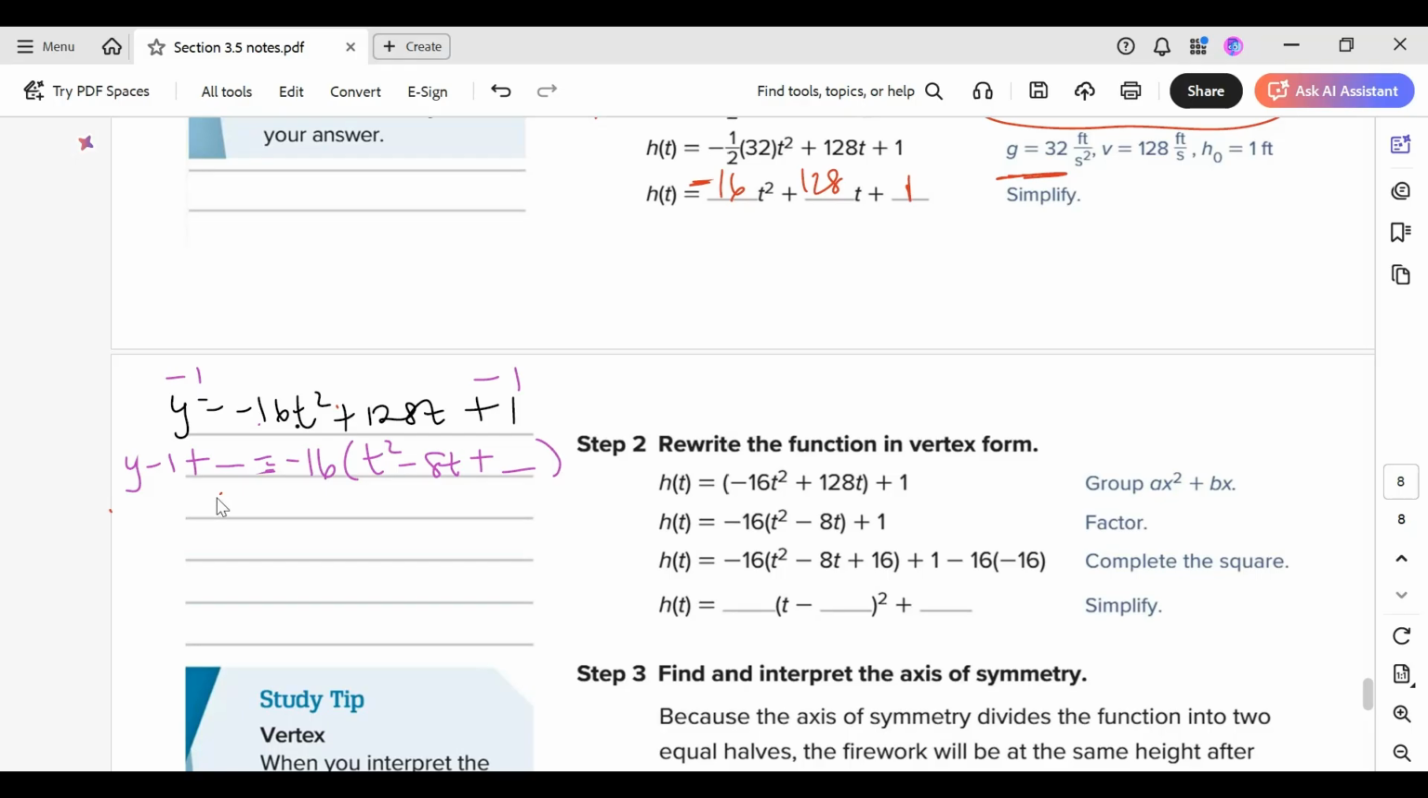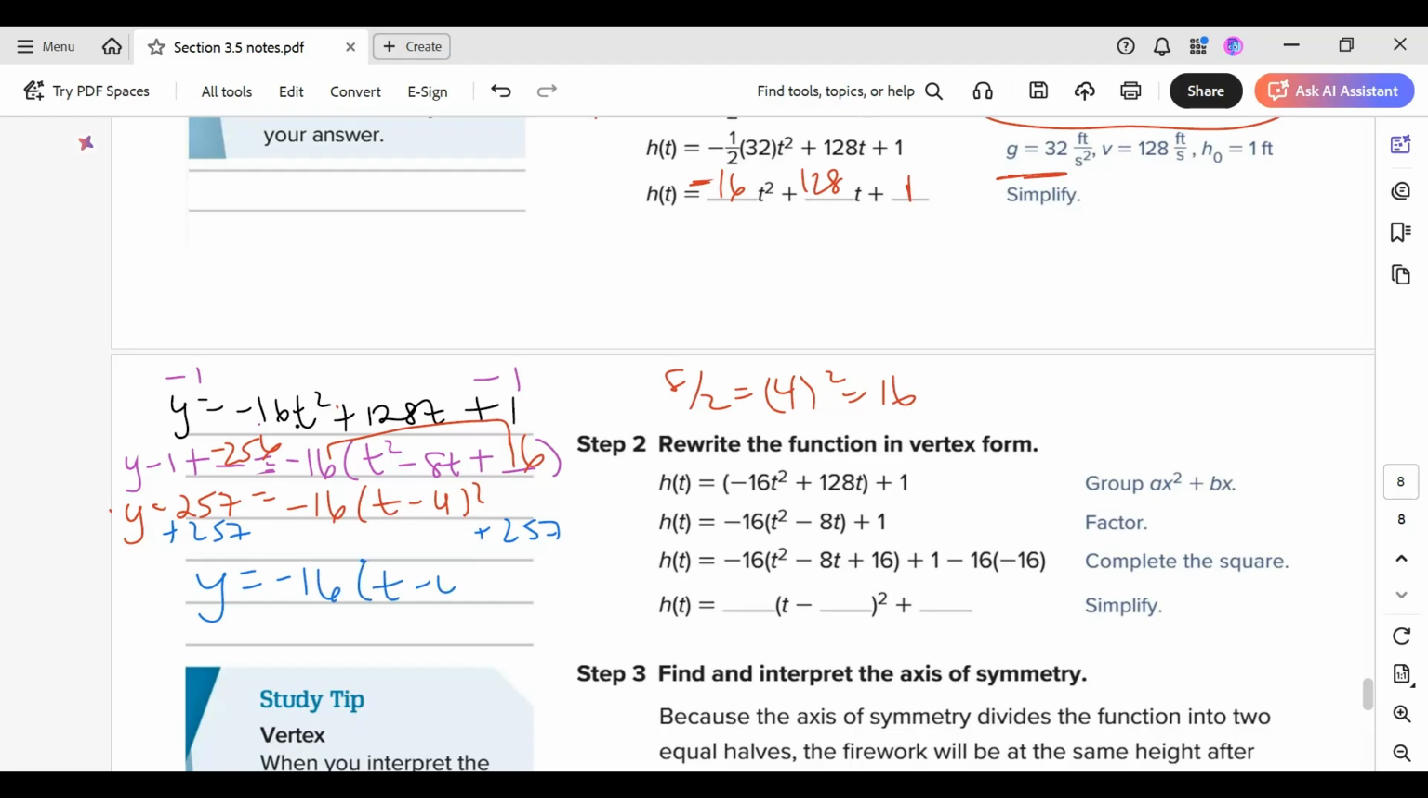We're going to do completing the square, so we're going to do 8 divided by 2, that is 4. 4 squared is 16, so I'm adding 16 to the right, but remember that 16 on the outside is being multiplied, so I'm writing negative 256 to the left. Combine our like terms, we get y minus 257 is equal to negative 16, collapse, so t minus 4 squared, and the final step is to add the 257 over. So we get y equals negative 16 parentheses t minus 4 squared plus 257.